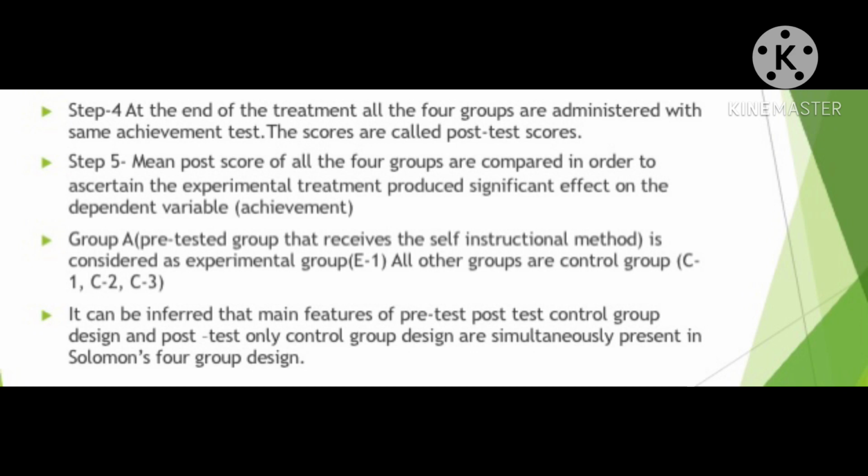It can be inferred that the main features of the pretest post-test control group design and the post-test only control group design are simultaneously present in Solomon's four-group design. That is, we can see that Solomon's four-group design has all the characteristics of the above two designs. Which are those? The pre-test, post-test control group design and, at the same time, the post-test only control group design. All these characteristics we can see in Solomon's four-group experiment.